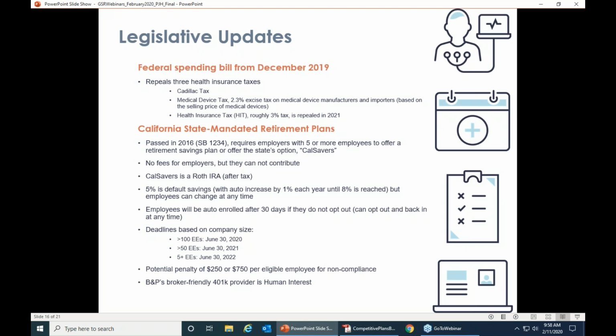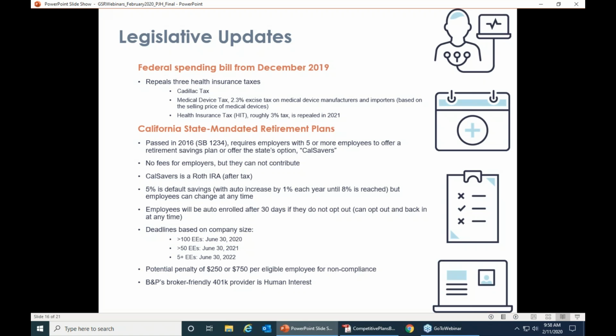The federal spending bill and the California State Retirement Plan. Just want to make sure everyone understands the California state mandated retirement plan. Most employers have a 401k, but now they're basically saying that if you're an employer with 5 or more employees, you have to offer what's called CalSavers, which is a version of an employee retirement account. Now there's no fee for the employer, but they cannot contribute.